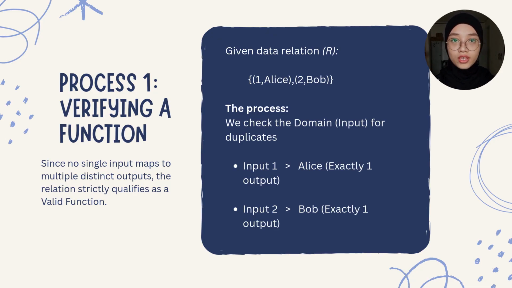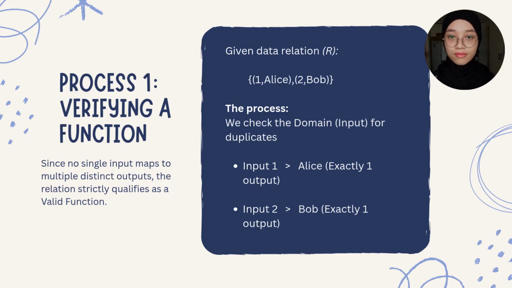Step 2. We isolate input 2. We see that 2 maps strictly to Bob. This is also exactly one output. There are no duplicate inputs in our set pointing to different names, which means no single student ID belongs to two different people. Therefore, we can mathematically conclude and prove that this database relation strictly satisfies the definition of a function.